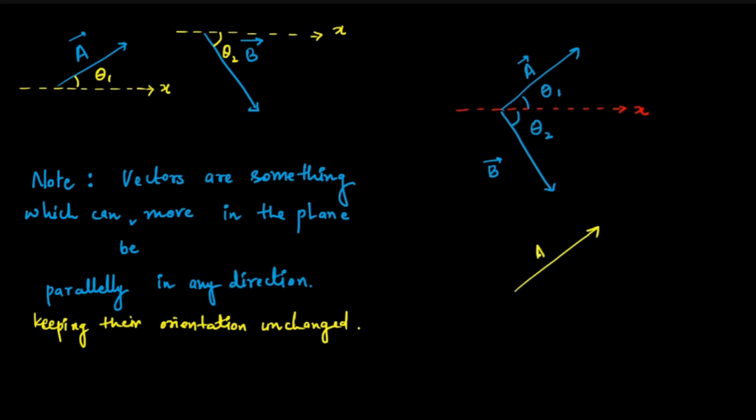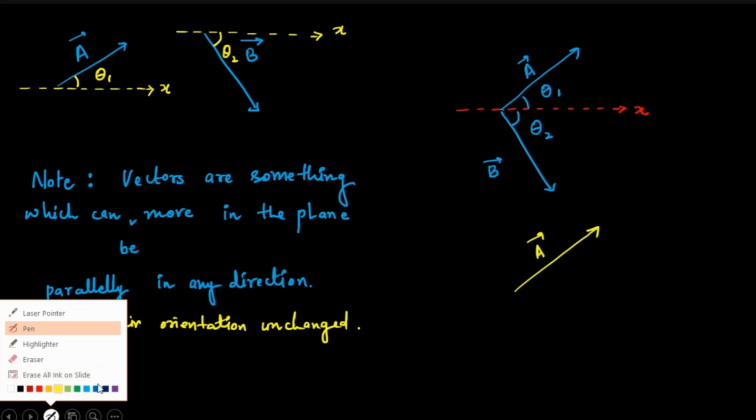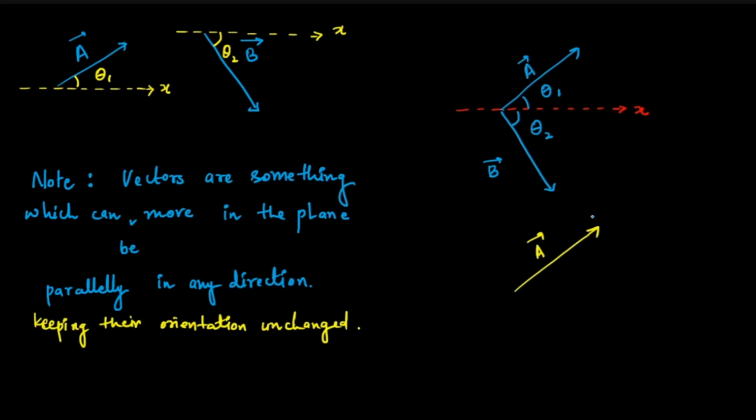As I have seen, this is vector A. This vector has two things in it. This arrowhead is actually representing the head of the vector, whereas this portion is representing the tail of the vector.